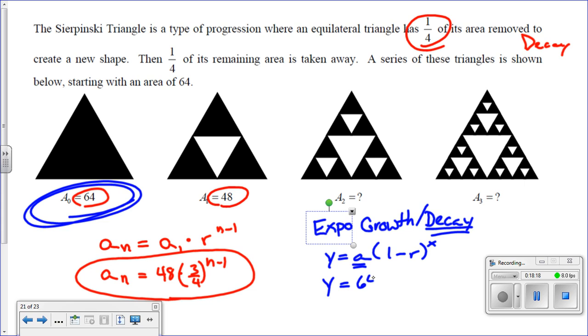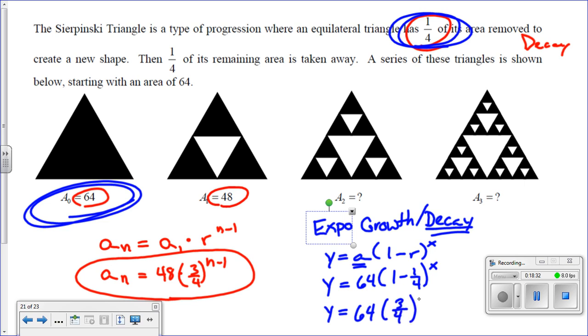So this formula is actually going to be 64 times 1 minus, now this decays at a rate of 1/4, to the x power. So this is going to be y is equal to 64 times 3/4 to the x power. Both of these represent this situation right here.